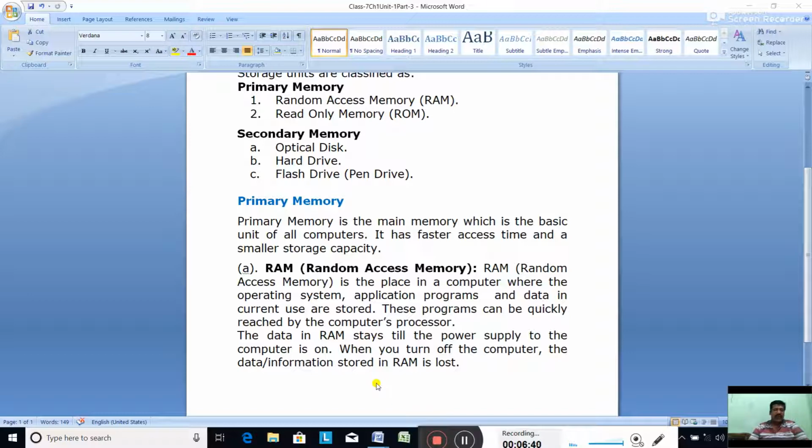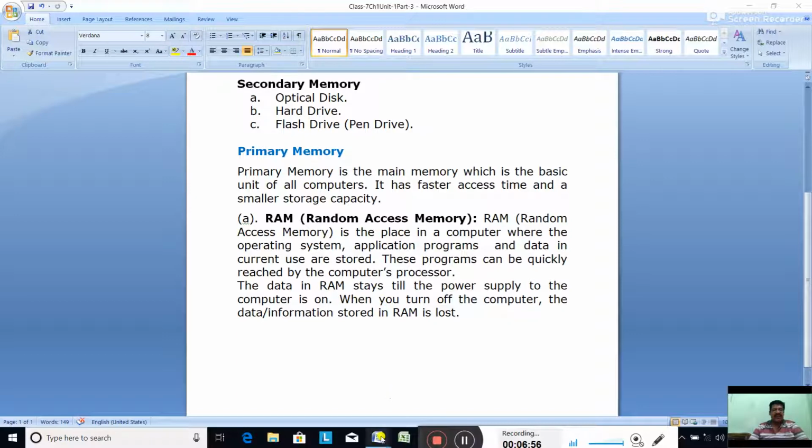And now, why is RAM called random access memory? Because the data can be accessed directly from any storage location. RAM is called random access memory. Why? Because the data can be accessed directly from any storage location.